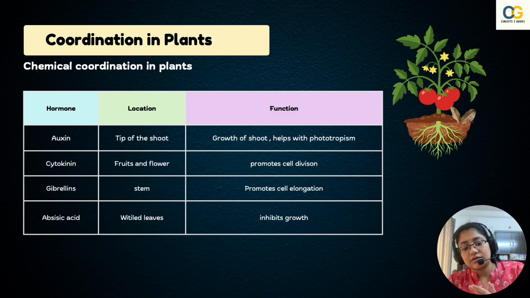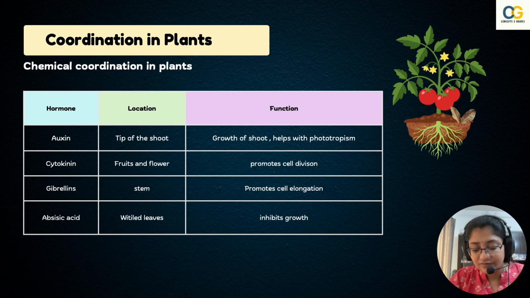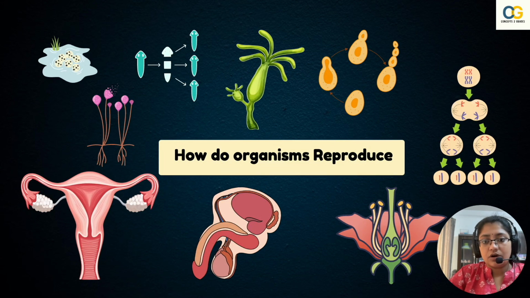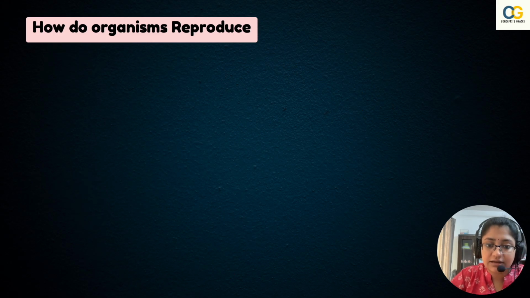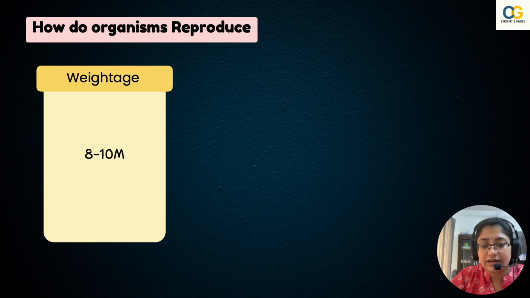So this has officially completed our next chapter, control and coordination. So we will now move to the next big chapter that we have, which is how do organisms reproduce. Now again, this chapter has a weightage of 8 to 10 marks, and it is a big chapter.